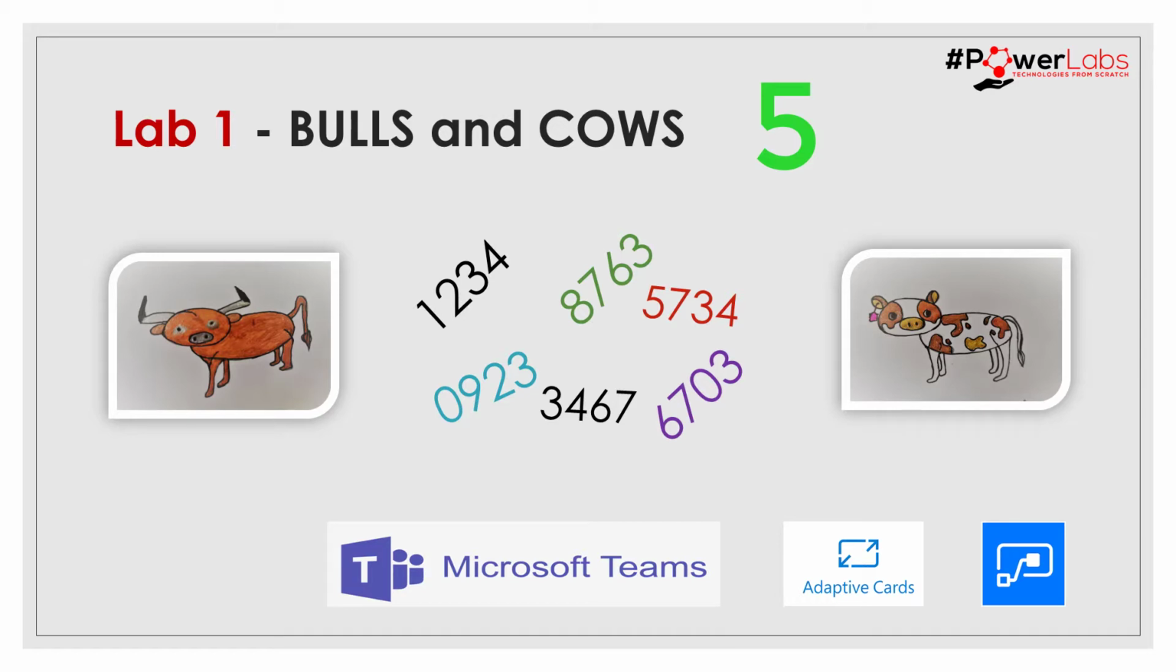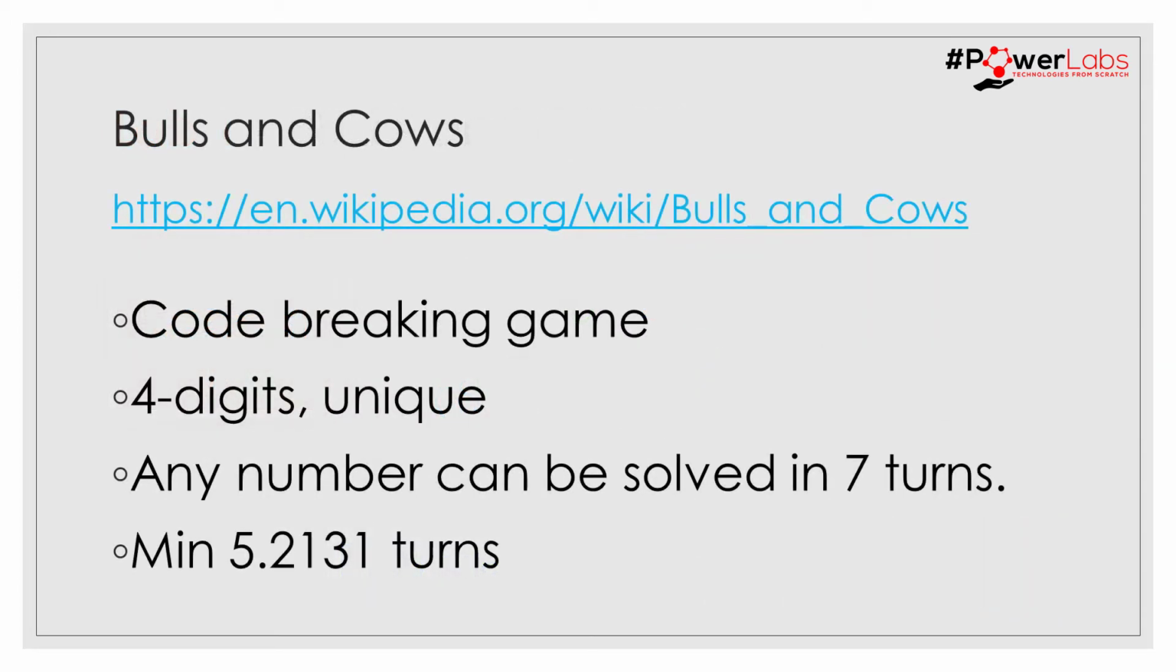Today we continue exploring Power Automate with Microsoft Teams and Adaptive Cards. Please watch episodes 1 to 4 for better context. We will start building the flow, and the first block of logic will be to generate the code. The challenge is to generate a 4-digit code which contains only unique digits. Let's start building.